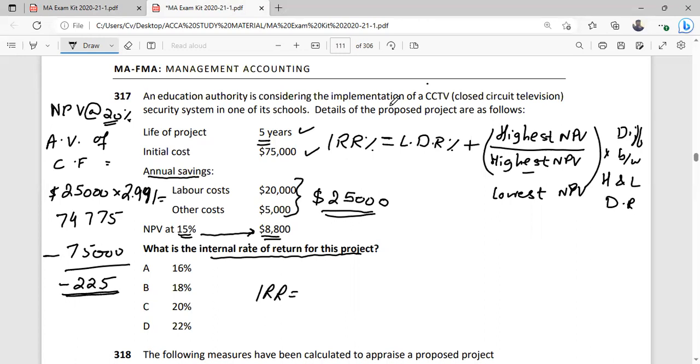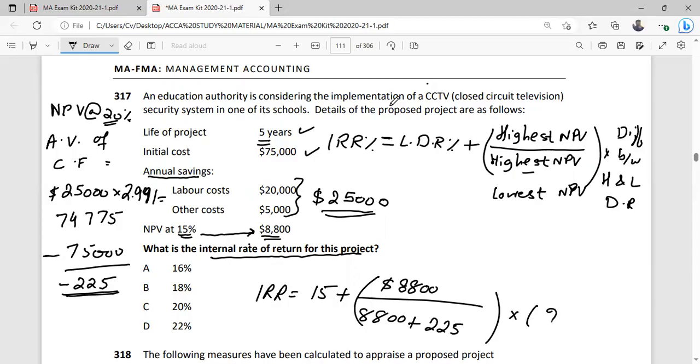IRR is equal to the lower discount rate, 15. There is no need to use the percentage sign, plus highest NPV, 8800 positive, divided by highest NPV, 8800. In the original formula we have minus and here we have a negative NPV. So minus minus plus, into the difference between high and low discount rate. So now you can calculate.